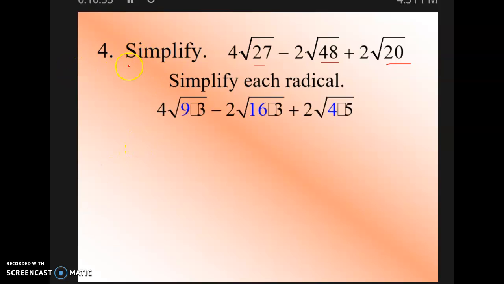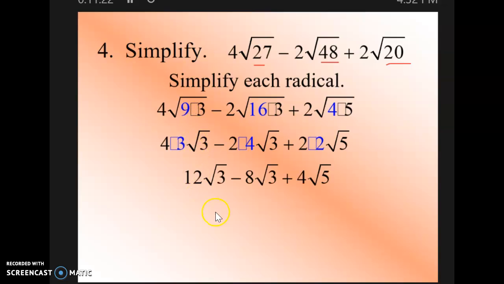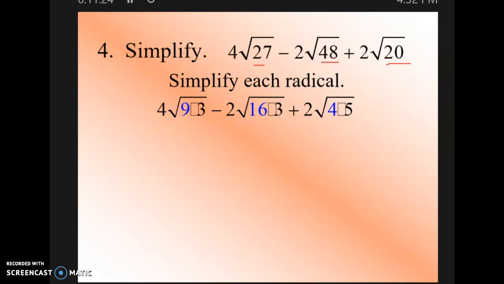So instead of 4 square root 27, we have 4 square root of 9 times 3. Instead of the negative 2 square root of 48, we have 16 times 3. And then instead of 2 square root 20, we change to 4 times 5. These little squares should have dots in between them. Put dots in between so we know these multiply.